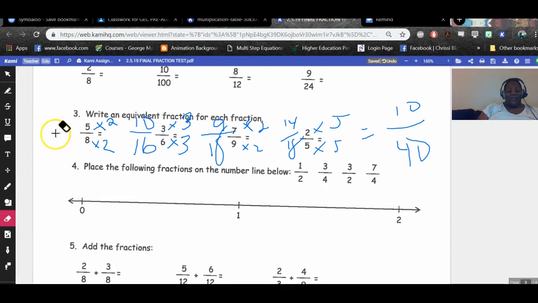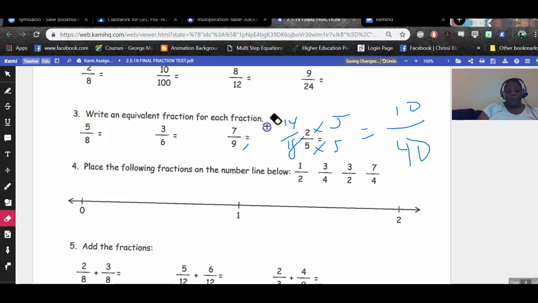All right. So again, another way of making equivalent fractions is there. Now, moving on to number 4, we're going to place these on the number line.